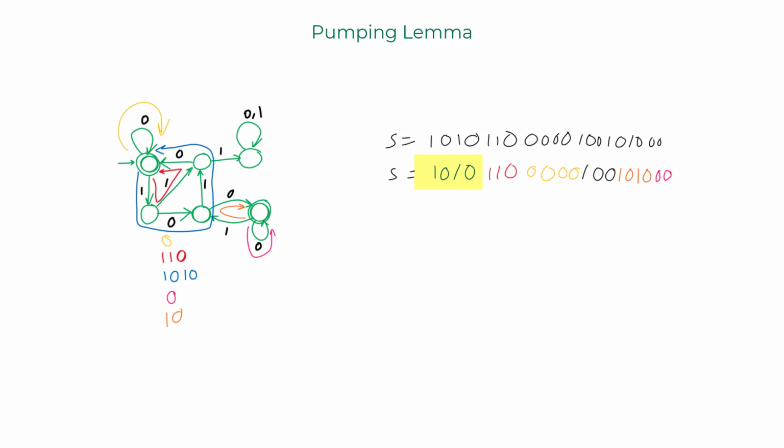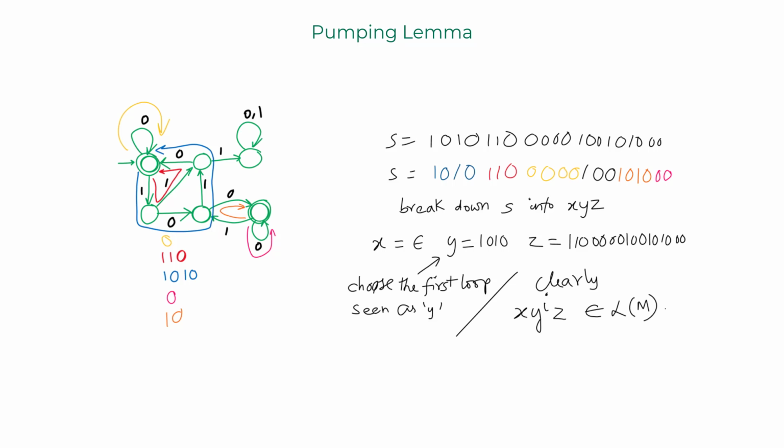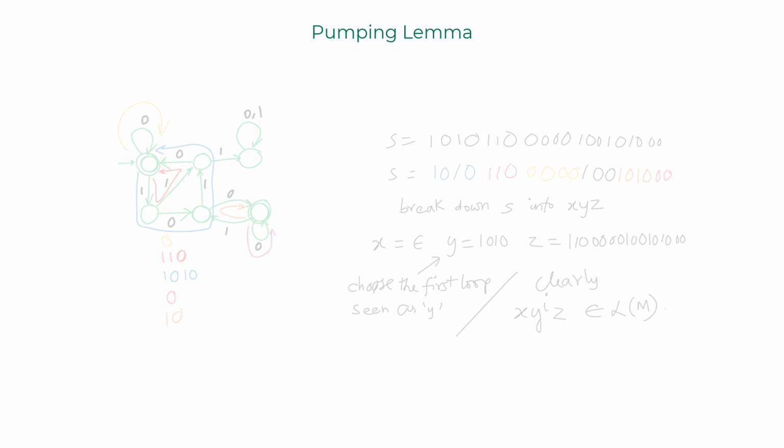According to this standard I just established, the XYZ split looks like this. X is epsilon, Y is the first loop encountered, which is 1010, and Z is the rest of the string. You can see clearly that the strings that match the pattern X, Y to the power i, Z would be in the language of the DFA.